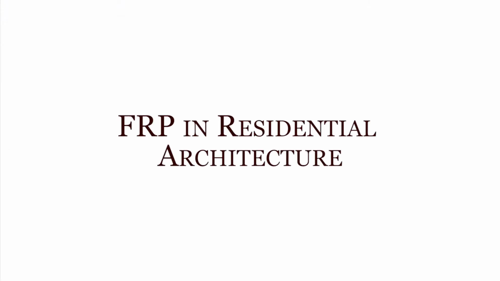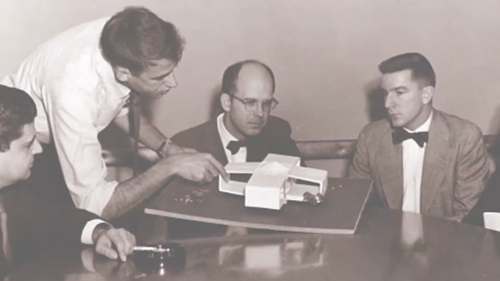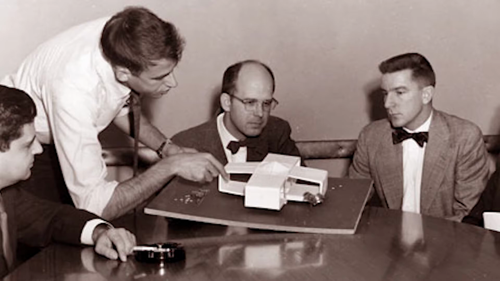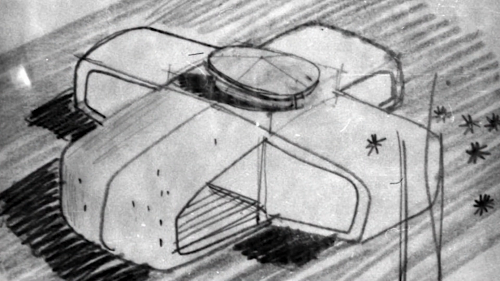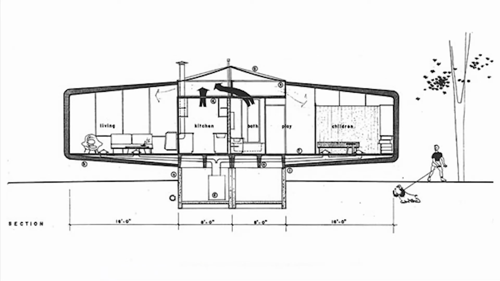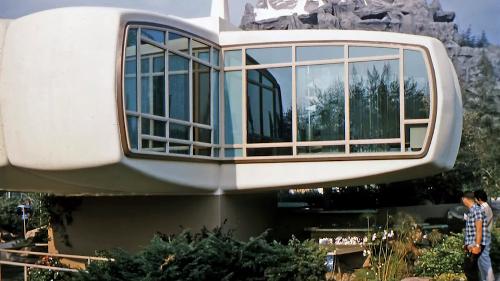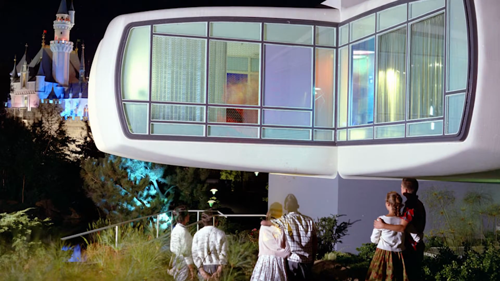FRP in residential architecture. Architects have often stretched the boundaries of conventional design by attempting to incorporate fluid, curvilinear shapes into their work. In 1957, the Monsanto Corporation, MIT, and Disney co-sponsored the design and construction of a fiberglass house called the Home of the Future. This was displayed at Disneyland until 1967. Millions of people visited the house during its display. However, the public remained resistant to the idea of living in an enclosed plastic structure.